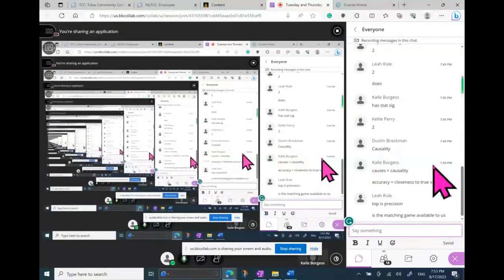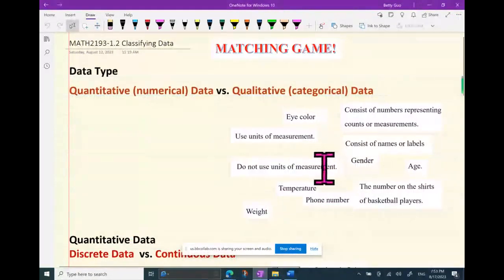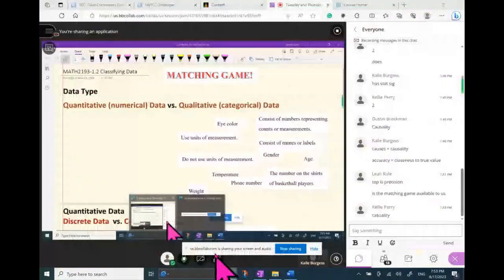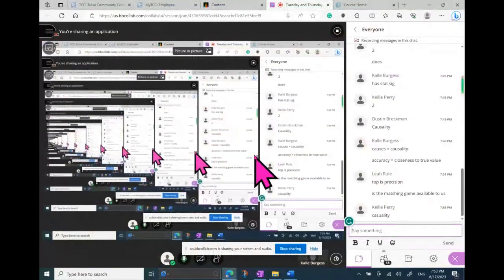Is the matching game available to us? It's in my OneNote. I think if you watch the video, you would have it. If you attend a class, of course you don't have to watch the whole video again, right? The recording again, but you can jump and then see the page. I do not know how to upload my.